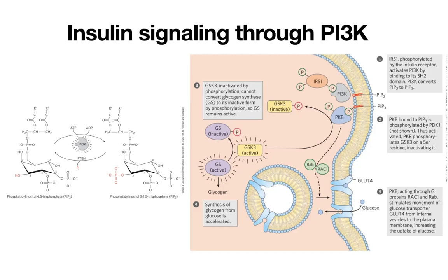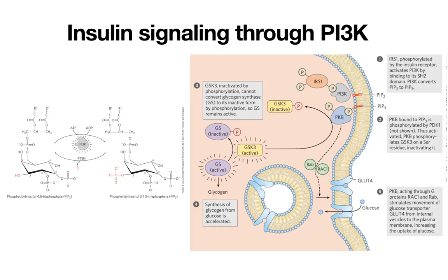So in the response to epinephrine, remember we said we wanted to break down glycogen. In the response to insulin, we're going to want to build up glycogen. So what we want is to have our glycogen synthase be active. Its activity is regulated by this kinase called GSK3. GSK3, when it's active, is going to phosphorylate glycogen synthase. I know that a lot of times we talk about phosphorylation as activating things, but in this case, phosphorylation is actually going to inactivate our glycogen synthase.